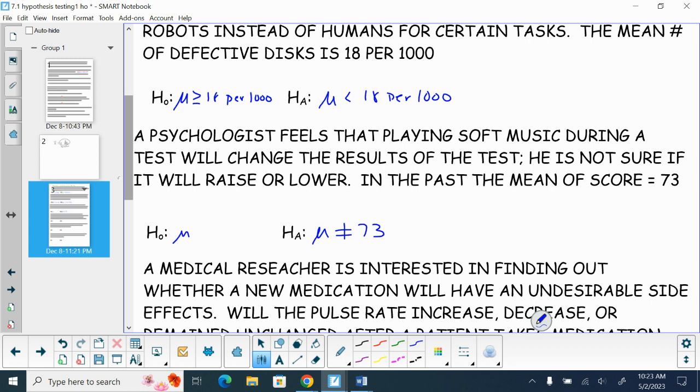Some people may be repulsed by listening to Bach and Beethoven during a test and are so fixated on that music that they can't concentrate on their test, so that it lowers it. Other people may say, that's a calming thing, I feel so much better, it makes me focus a little bit more. Well, what's the opposite to this? What's your null? Equal to.